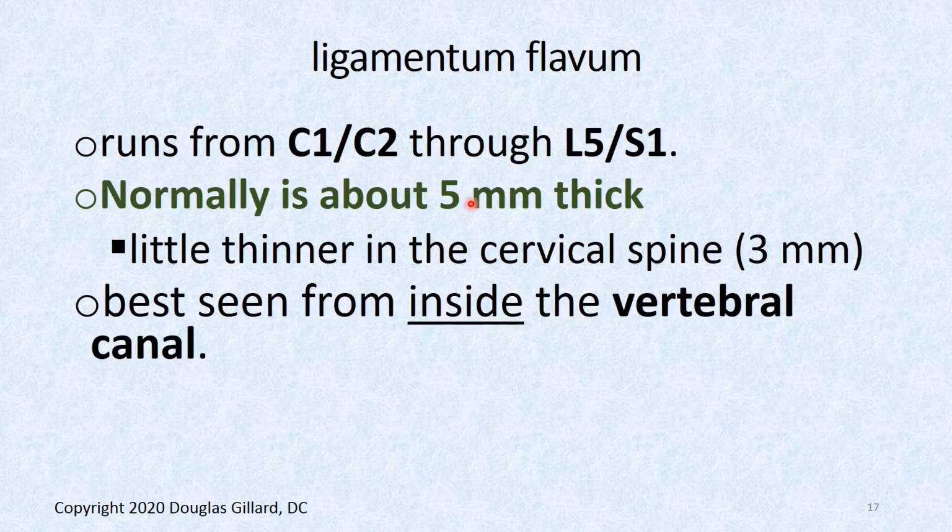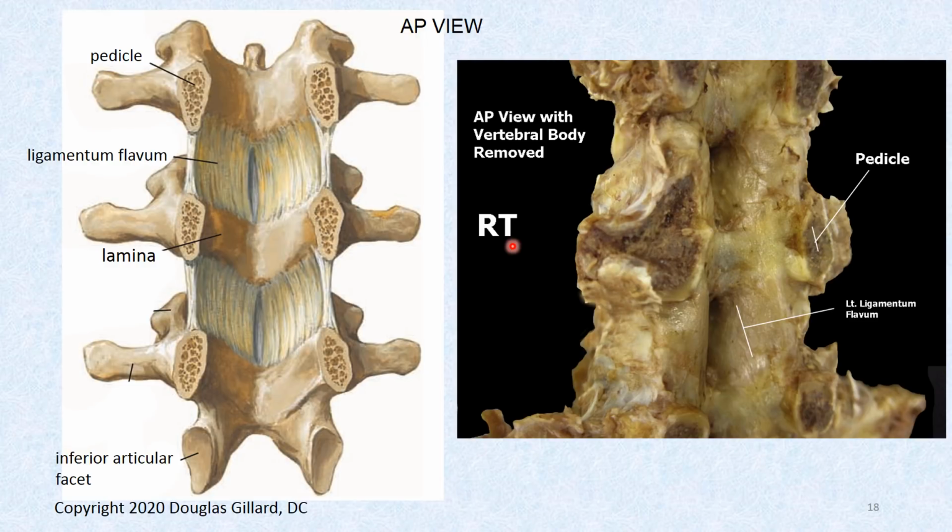It runs from C1, C2, all the way through L5, S1. It's normally about 5 millimeters thick, but it thins out in the cervical spine. Best seen if you're Ant-Man and jump inside the vertebral canal and look backwards. That's the best way to see it.